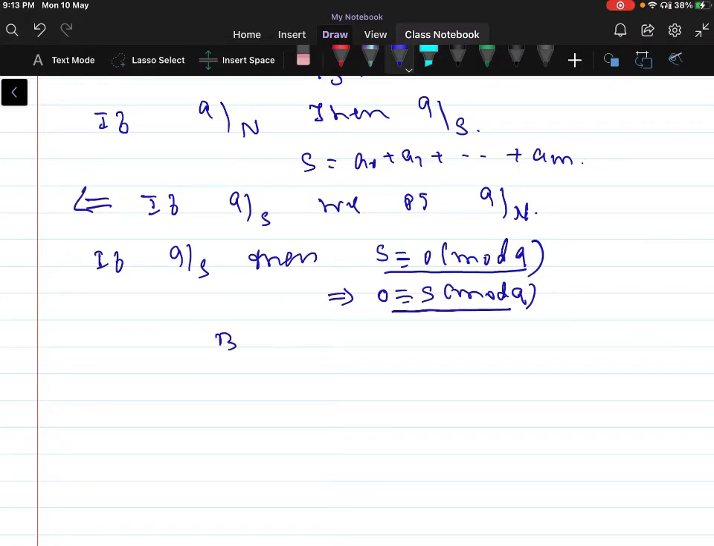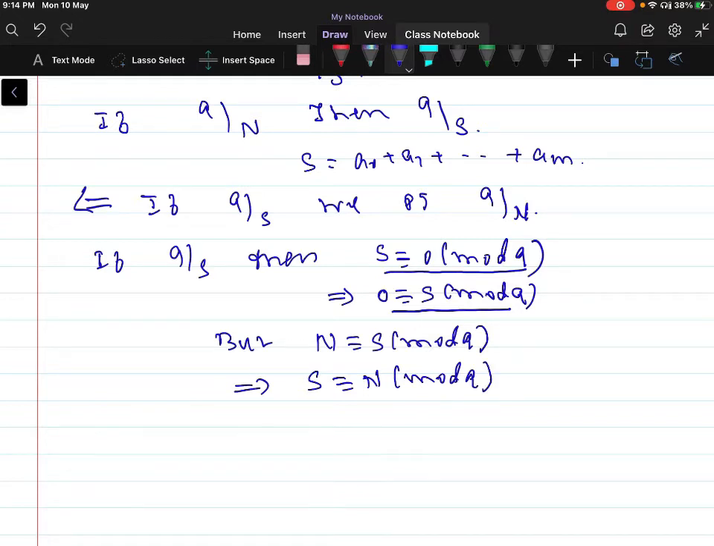But n is congruent to s modulo 9 using the equation 4. So this implies s is congruent to n modulo 9 using the symmetric relation. Since congruence is symmetric, therefore if n is congruent to s modulo 9, it can be written as s is congruent to n modulo 9.